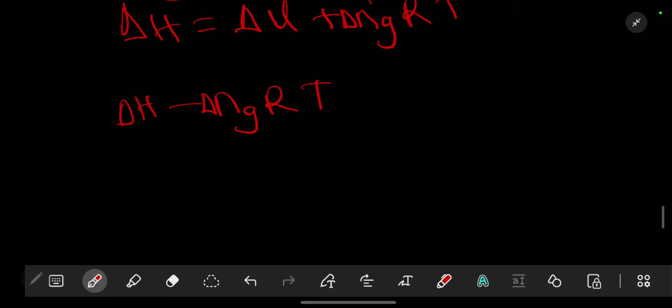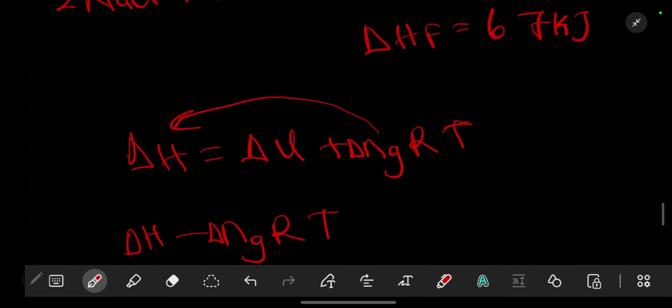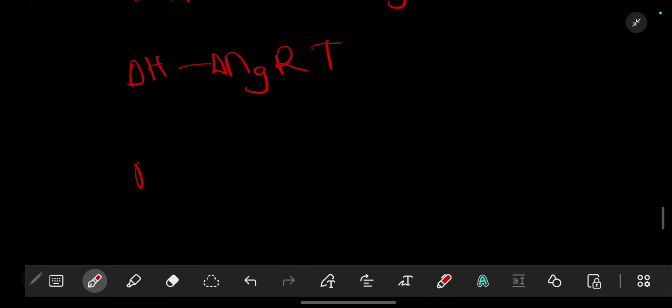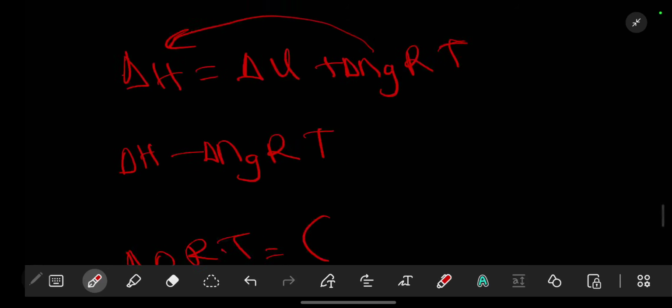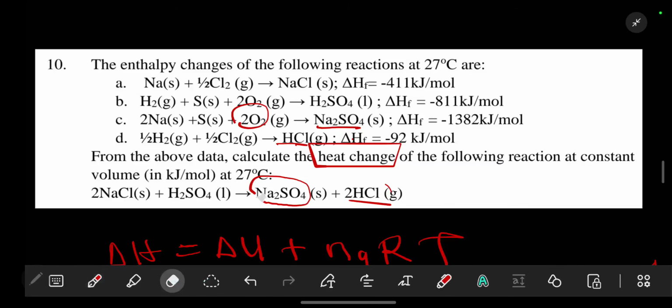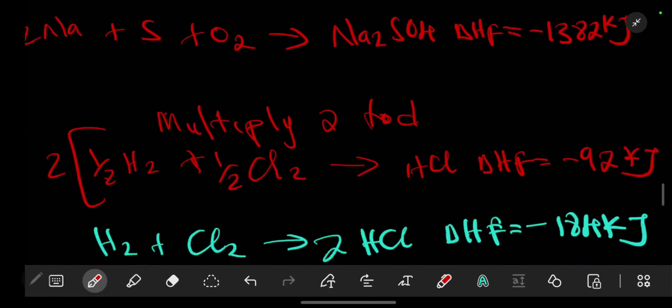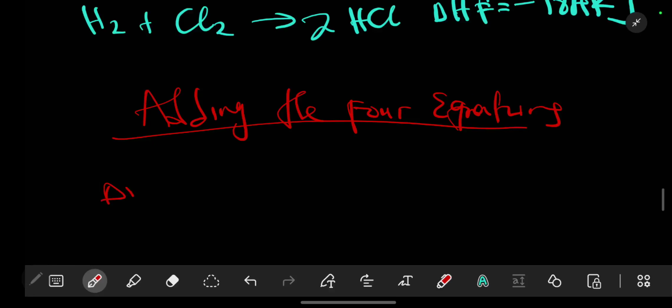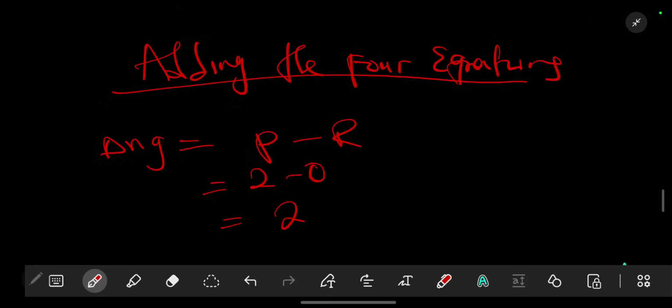So the change in nRT will be equal to the change in the number of moles of the gas from the equation. If you look at this equation, the only gas that we have is 2 moles of this gas, but here we don't have any gas, so we have 2 minus 0. So the change in number of moles of a gas is equal to the product minus the reactant, which is 2 minus 0. That's how come we have 2.